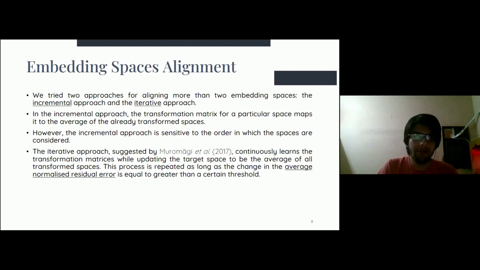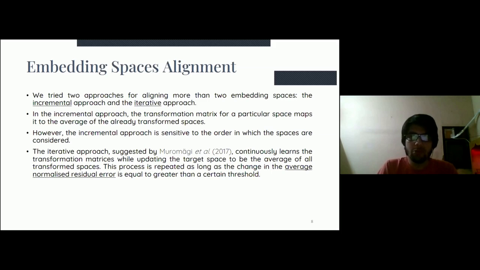And that is why we decided to try an approach which was suggested by Muromagi and others in 2017. So this is an iterative approach. The idea here is also quite simple. Let's say we have n number of word embedding spaces. So we take all of those n spaces together and we average them.